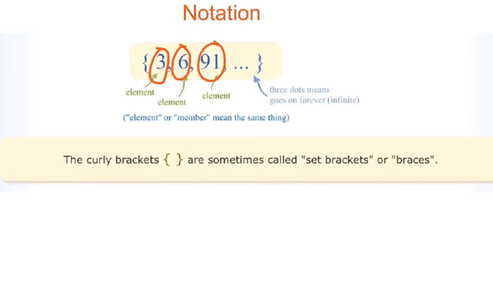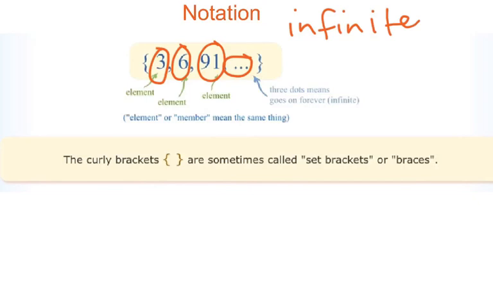All right. Now, these three dots here, they are called ellipses. It means it goes on forever, infinite. So there are more even numbers than sand grains on the seashore. So even numbers will go on and on and on.